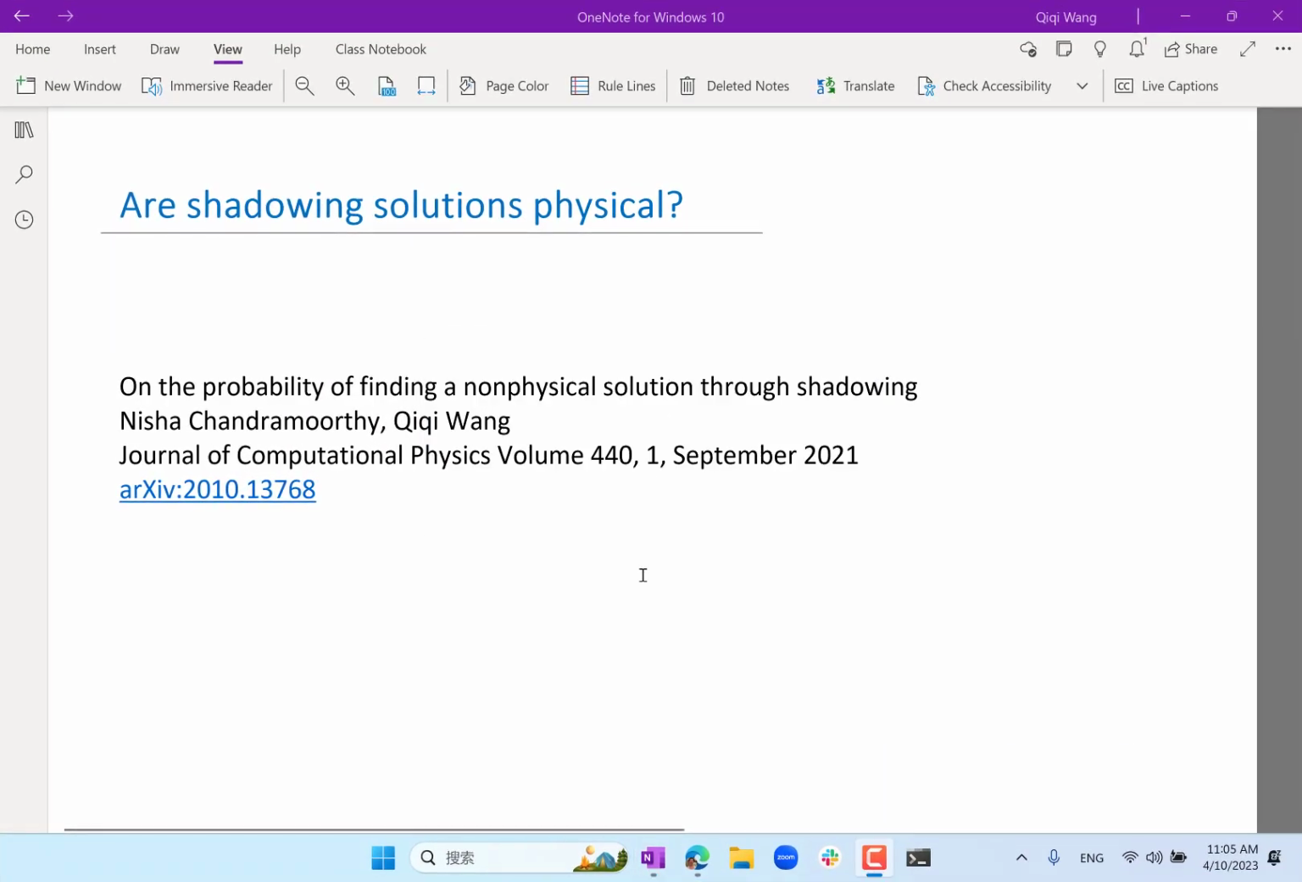So last week we talked about shadowing solutions and how they can be non-physical, and I'm just giving a reference here. If you find questions in your homework, you're welcome to ask me, and you can also find some pretty good information from the paper listed over here. All of these papers are pretty new, so you should have access to the notebook, and if you forget, you can always come back to the OneNote and look at this paper.